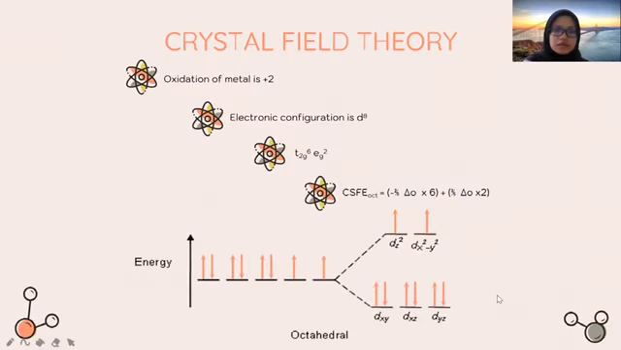Okay, next, crystal field theory. We know that the oxidation state of nickel is +2. So the electronic configuration is d8. And both of our ligands, oxalate and water, are weak ligands. So the energy splitting is t2g6 eg2.